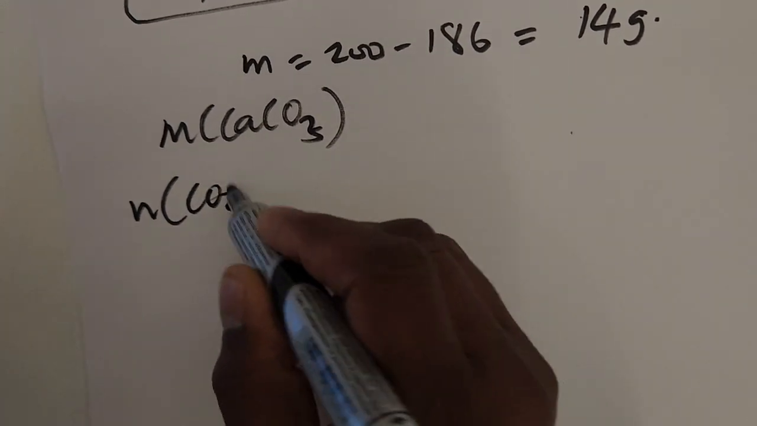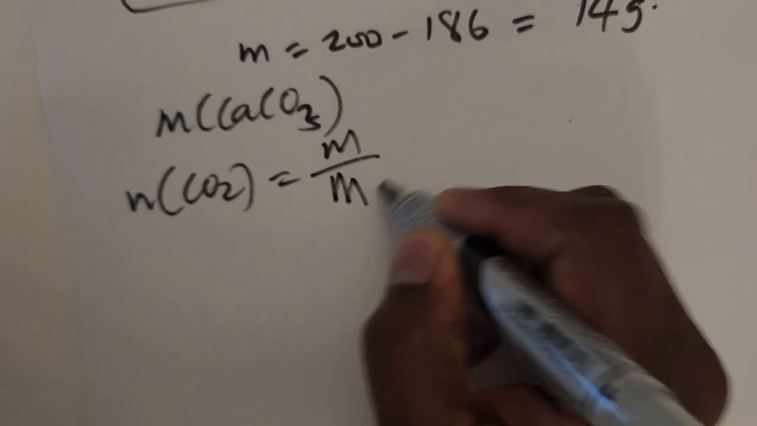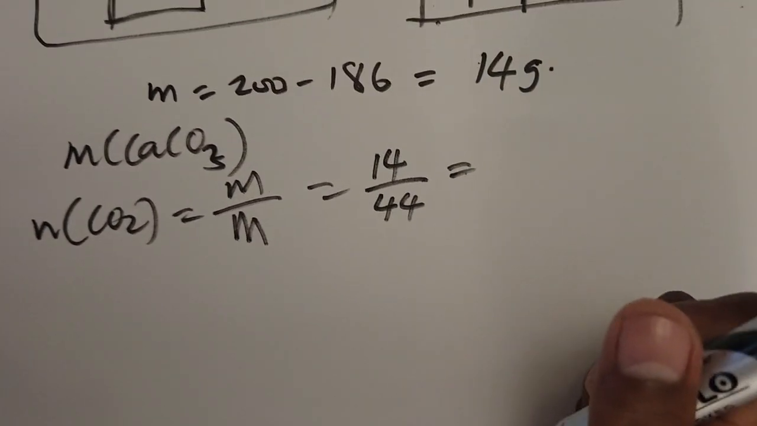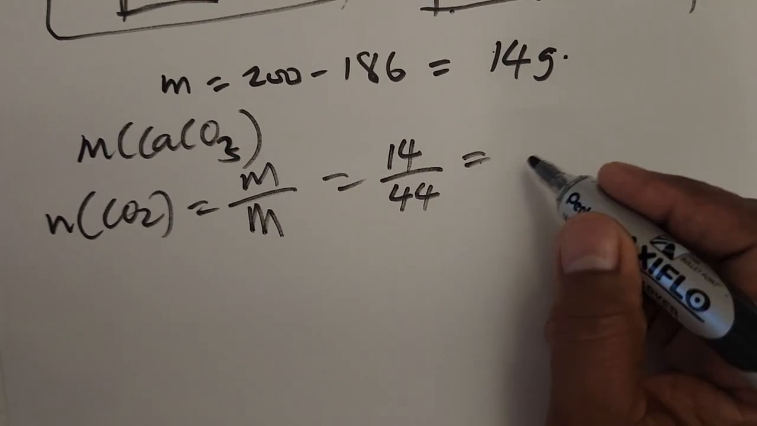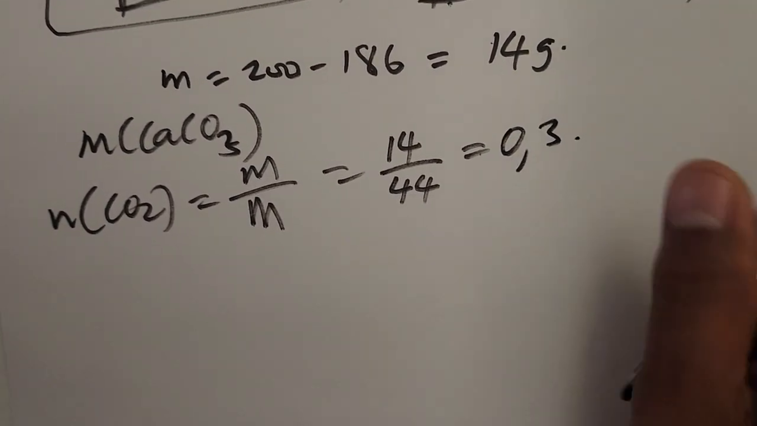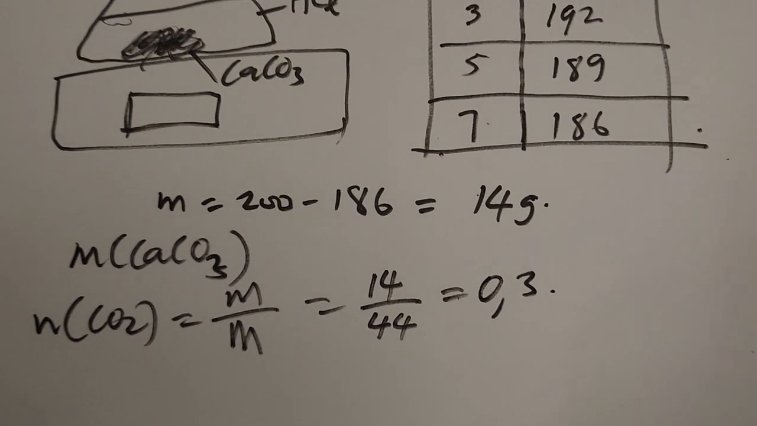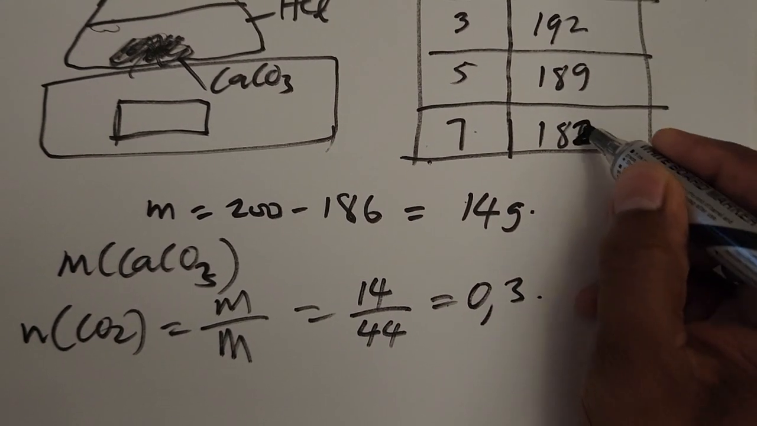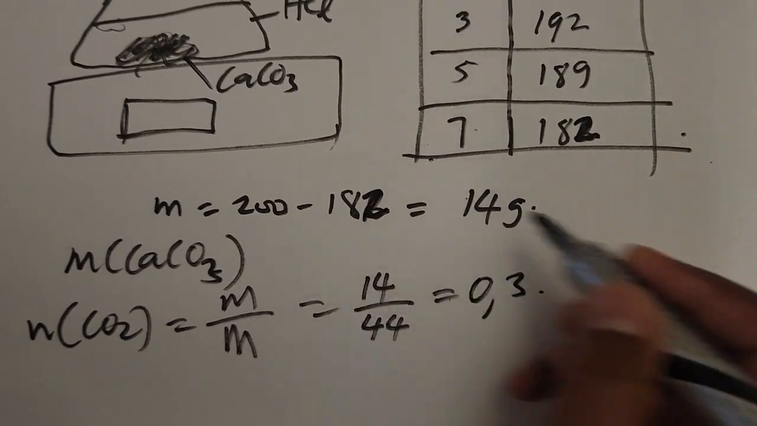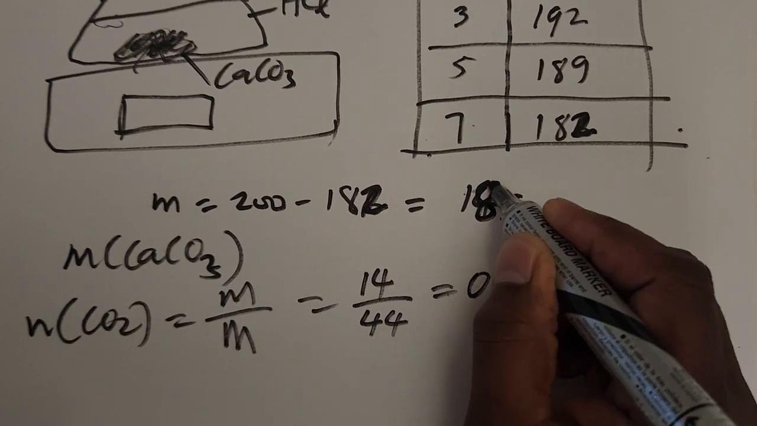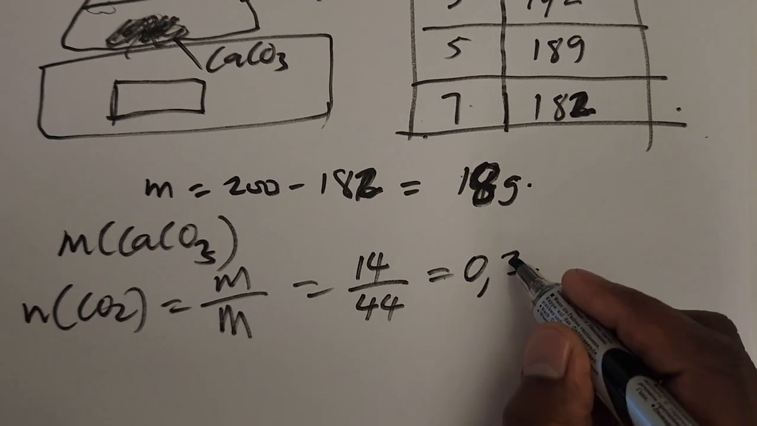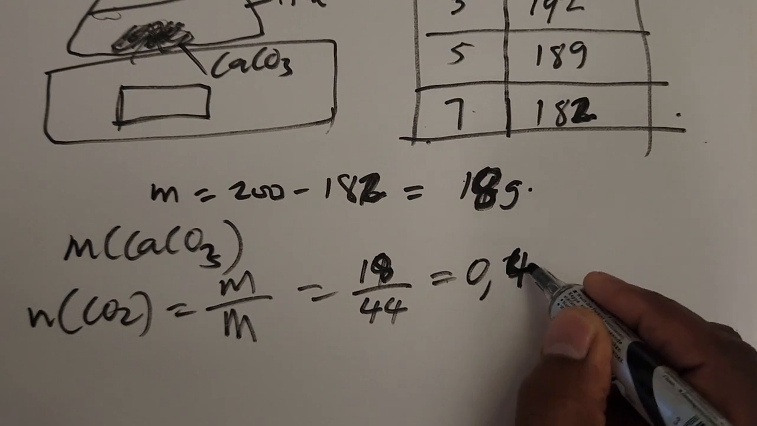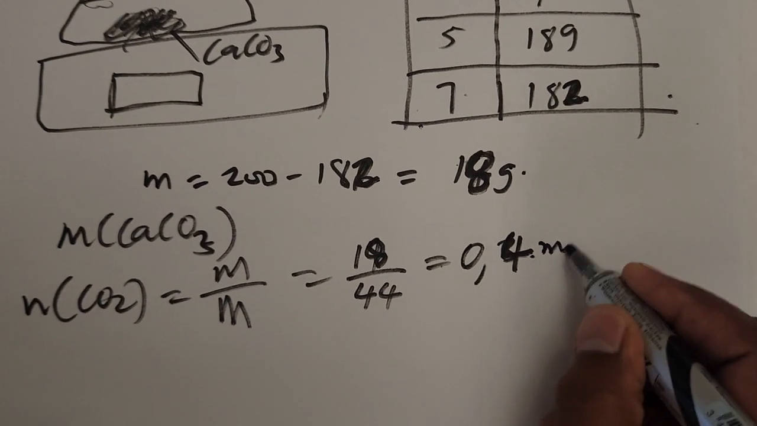Number of moles of CO2 is given by mass over molar mass, which is 14 divided by 44, and that gives somewhere around 0.3 something. So let me make it user friendly: 182, and then I've got 18 instead of the 14. Sorry for that one. So with 18 I get 0.4, fine, 0.4 moles.